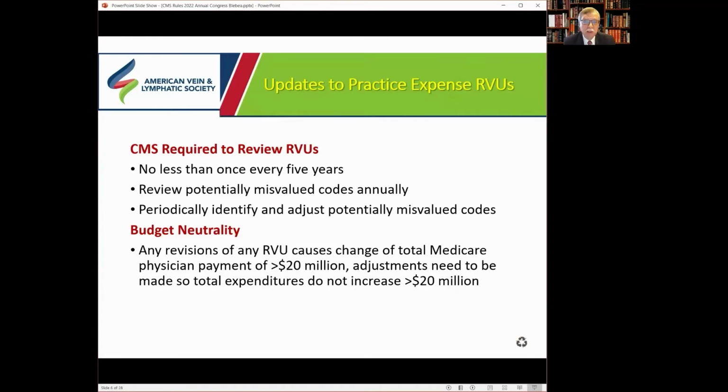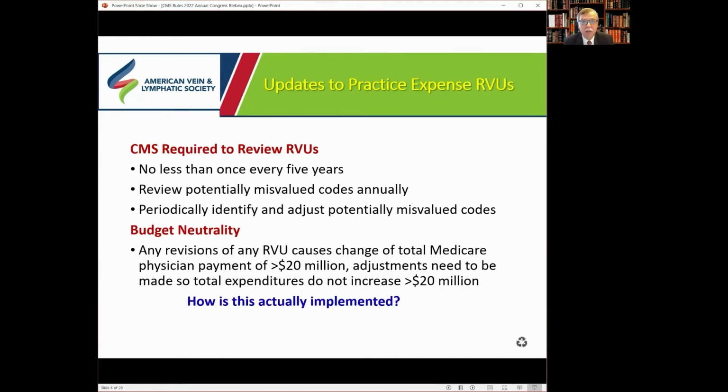Budget neutrality is a very important concept that plays a significant role in this topic. And that means that any changes to any RVU that changes the total cost to Medicare in physician payment only, of greater than 20 million essentially is not allowed. Adjustments have to be made so no changes cost more than $20 million.